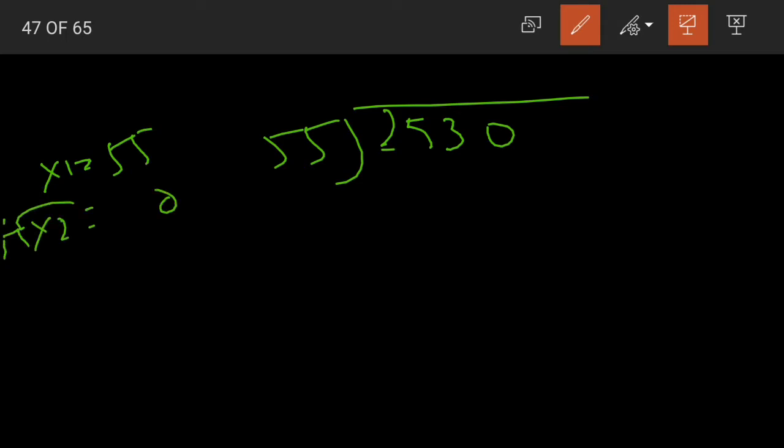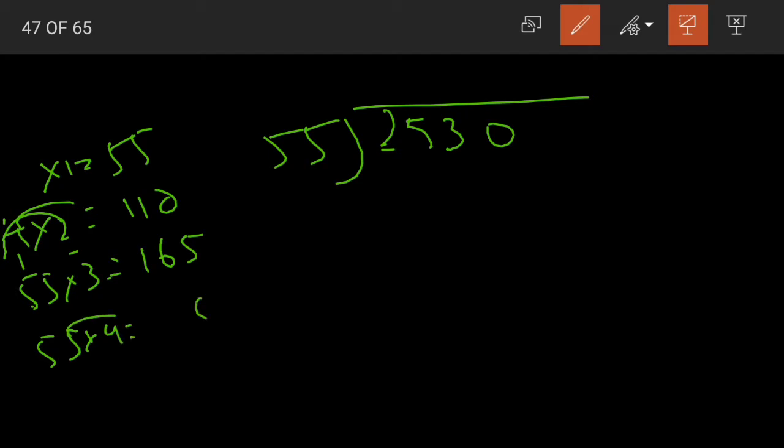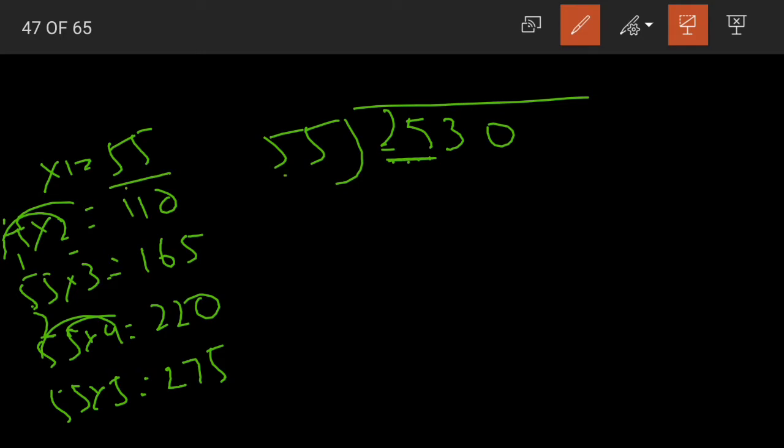5 twos are 10, plus 1, 11. Yes. 55 threes: 5 threes are 15, plus 1, 165. 55 fours: 5 fours are 20, so 220. Now 55 fives are 275. If we take the first two numbers, it is less than the divisor, so it's not possible to divide. We are taking the first three numbers. 253 comes between these two.